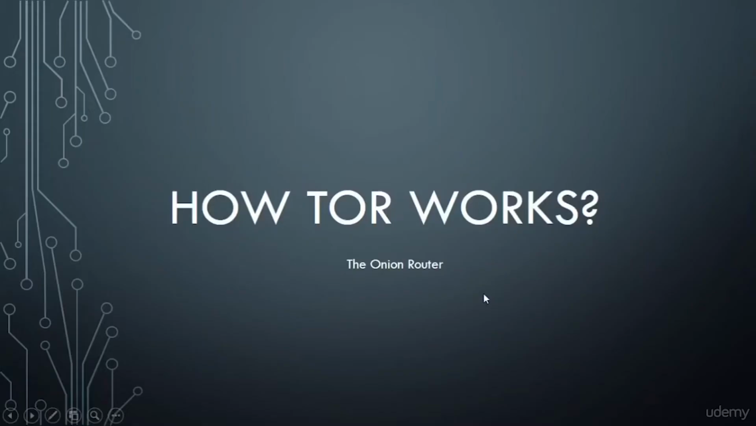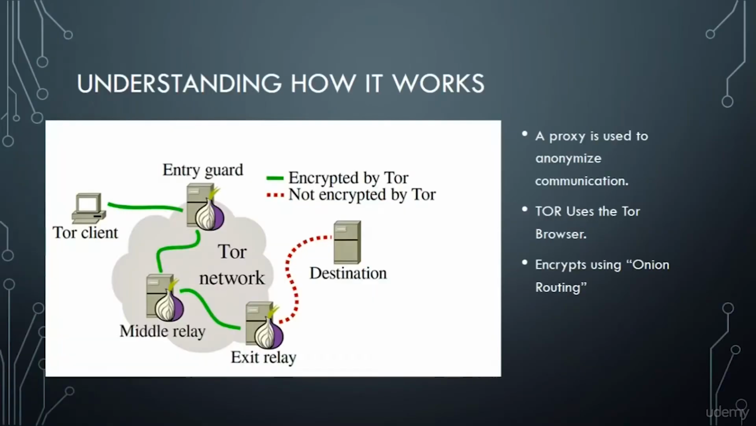Hello everybody, and welcome back to the third class of the first section. And in this video, we're going to be looking at how Tor works, what Tor is and how it works. So basically, Tor is the relay of networks that we're going to be using to connect to the deep web or the dark net. Now, Tor basically means the onion router. So let's get started.